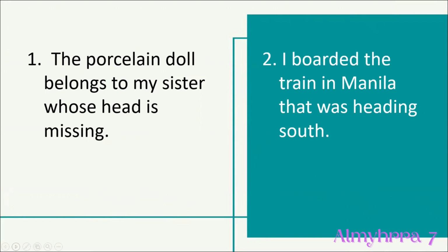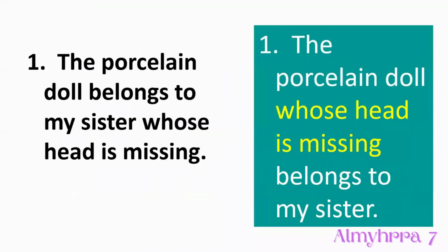Okay, let us answer this one. Let's start with number 1. The porcelain doll belongs to my sister whose head is missing is your sentence. Whose head is missing is actually your clause modifier. Whose head is missing shouldn't be placed beside the word sister, but rather it should be placed beside the word doll. So that's how you correct it.